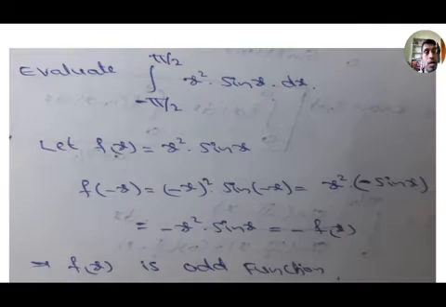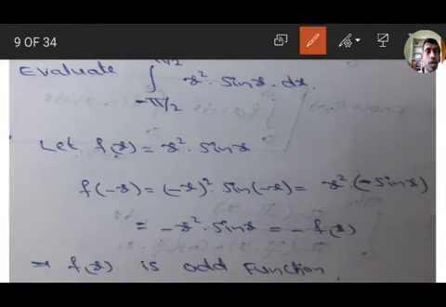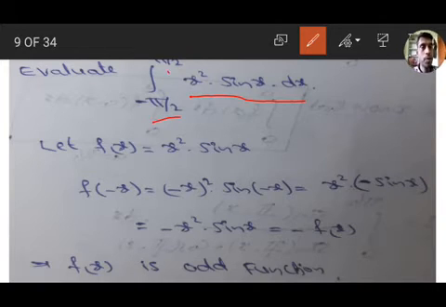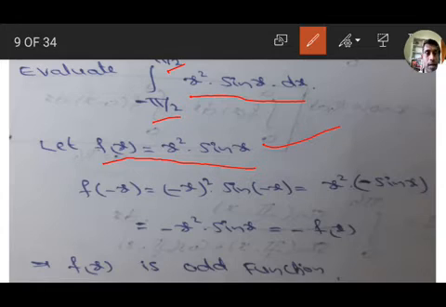Next, evaluate the integral from minus pi by 2 to pi by 2 of x square into sin x dx. So here also the limits are minus a to a. Let the function f of x equal x square into sin x. So we have to check whether the function is an even function or an odd function.